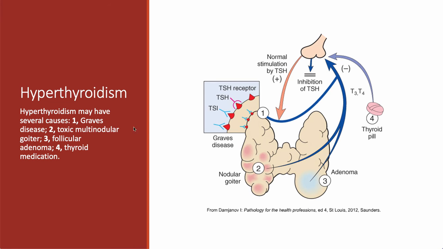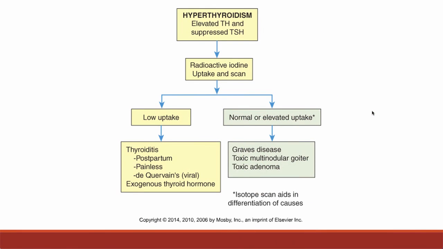The second kind is toxic multinodular goiter. That's where there's just disease of the thyroid gland here that produces excess production of thyroid hormone. There can be follicular adenoma or a cancer of the, let's call it a neoplasm of the thyroid gland. And then fourth could be excess exogenous thyroid hormone, right? So it could be that they're taking too much Synthroid, for instance.